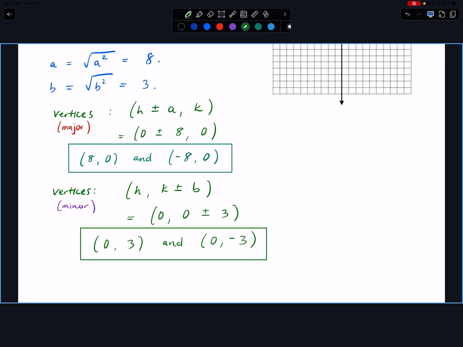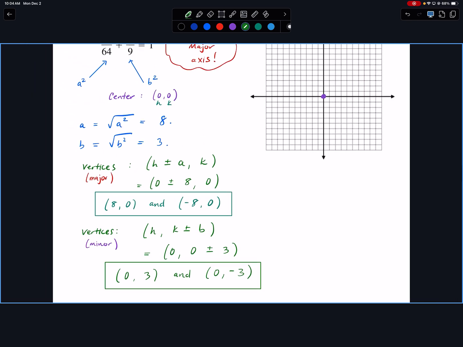Let's go ahead and plot all these points. 8, 0, negative 8, 0, 0, 3, and 0, negative 3.